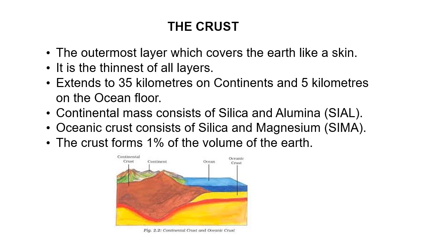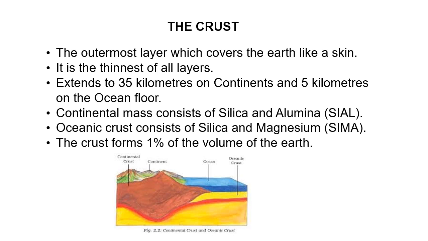And the crust forms 1% of the volume of the earth. It is the thinnest layer, the uppermost layer. It is just 1% of the volume. And here is the diagram, the figure I have given you. This is already in your book, the same diagram. It shows the continental crust, and we have the continent, the ocean, and the oceanic crust. So you can understand this is 35 kilometers and this is 5 kilometers.